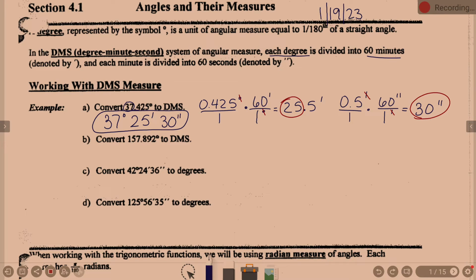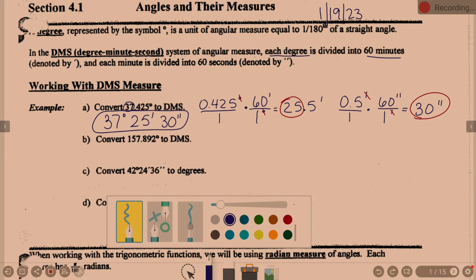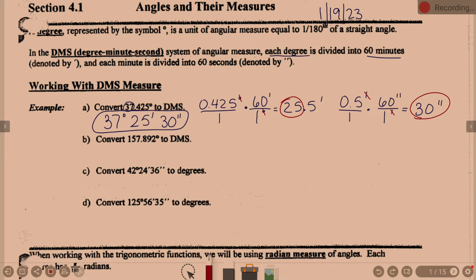157 and 892 thousandths degrees. And we want to change this to DMS again. So what do you know right off the bat? 157. I know it's going to be 157 degrees. And then I'm going to take my entire decimal. What am I going to do with this 0.892 degrees? Times it by 60, because there are 60 minutes in 1 degree.